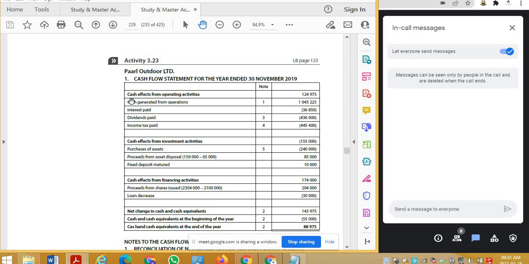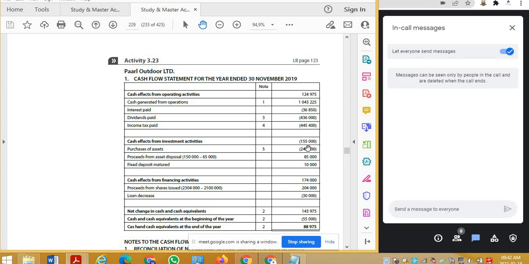Also, let's have a look at the first part of here. Take note of the headings as cash effects from operating activities, what goes under that? Investing activities and financing activities. Okay, cash effects from those three. Those are your main headings. They will have your totals.